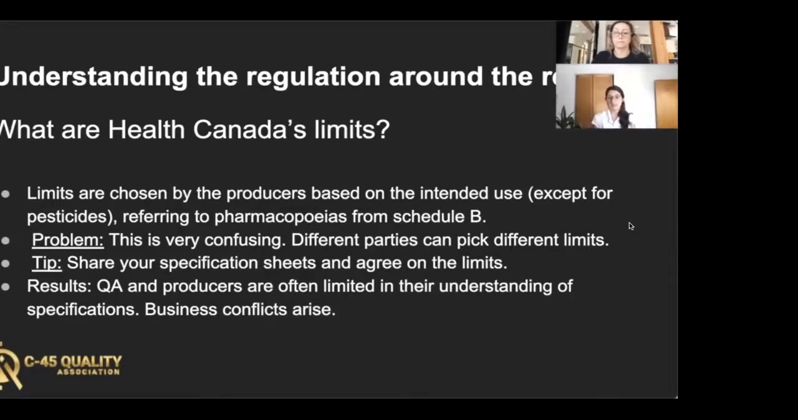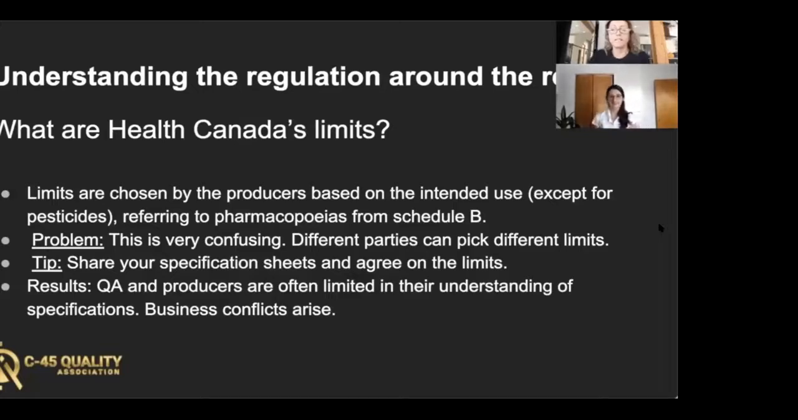So the tip to go around that is to make sure that you have a spec sheet listing all the limits that you chose, and then you can share that with all your business partners. That includes your lab, your suppliers, your clients. So really everybody that works around. If we don't do it this way, what happens is that people can have different understanding, pick different limits, and it can bring business conflicts.